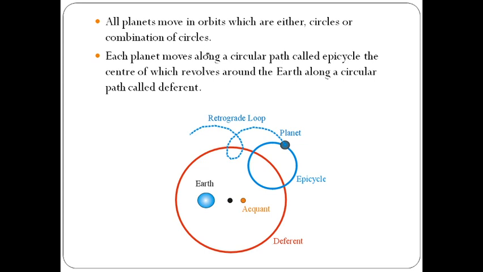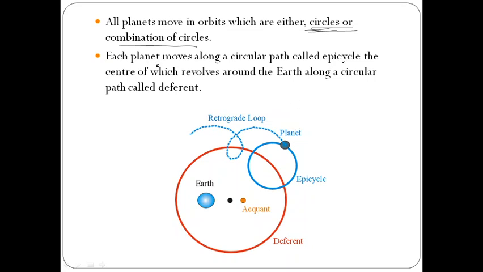Now all planets move in orbits which are either circles or combinations of circles. So we saw that plenty of philosophers preferred this shape of circle because it was thought that it is the most perfect shape, most aesthetically appealing shape, and the circle was defined as the trajectory of planets.